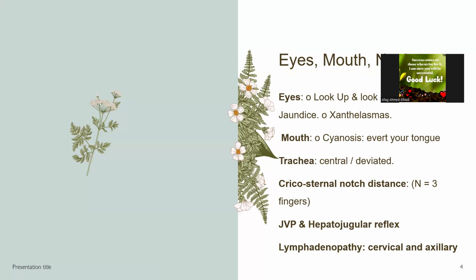And then we also have the crico-sternal notch distance, which ideally has to be around 3 fingers. If it is reduced, it is a sign of hyperinflation, which is seen in COPD patients.